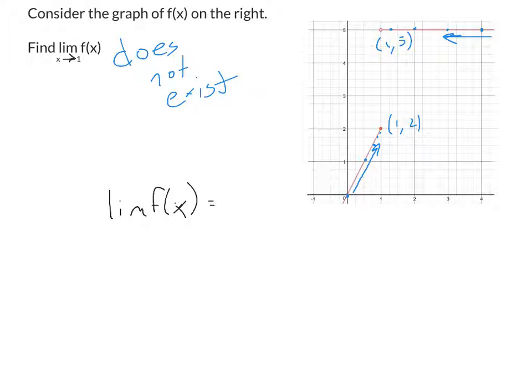So the limit of f of x as my x approaches 1 from the left side. We have a superscript negative sign on that 1, and that notation indicates that we approach from the left side. And that's what we did coming here. So we are on the left going toward 1, and we determined that as we came from that side, we approached a y value of 2. So the limit of f of x as x approaches 1 from the left is 2.